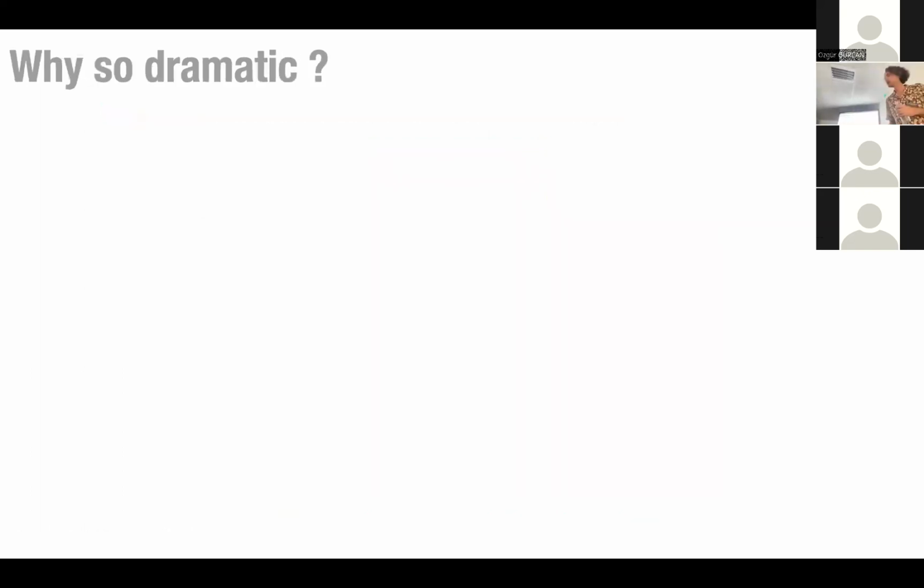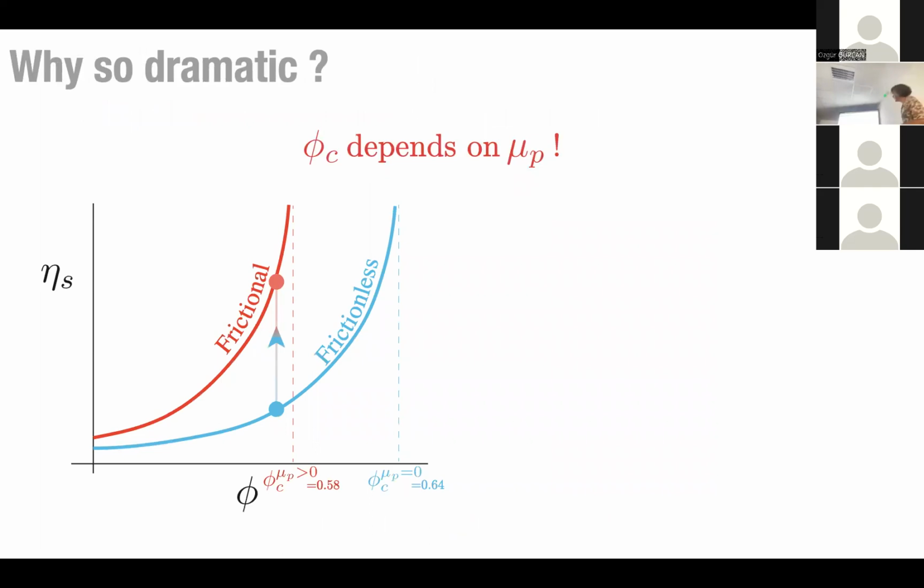Okay. And so why is it so dramatic? Why does it cause such an increase of the viscosity? The point is that the jamming volume fraction depends on the friction coefficient between the particles. Before, for the granular suspension, the viscosity diverges at phi C, which is 58%. But if the grains are frictionless, it is easier to pack them, so the viscosity diverges at a larger volume fraction. It's a random close packing.